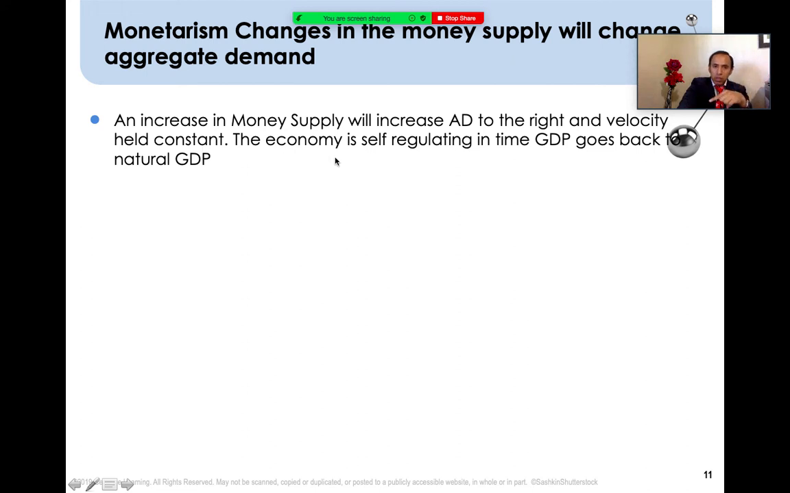The main difference here is that the monetarists believe that the economy is self-regulating, and if GDP does in fact increase in the short term, in the long run, it's going to go back to natural levels.